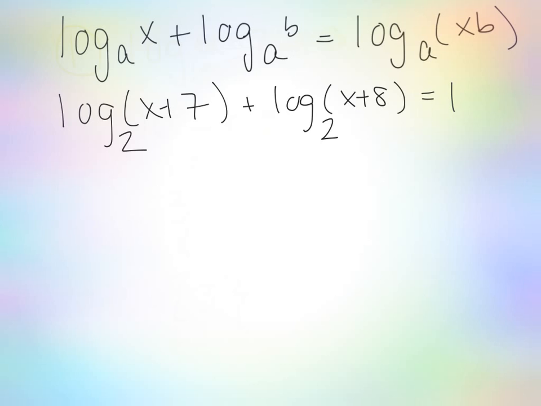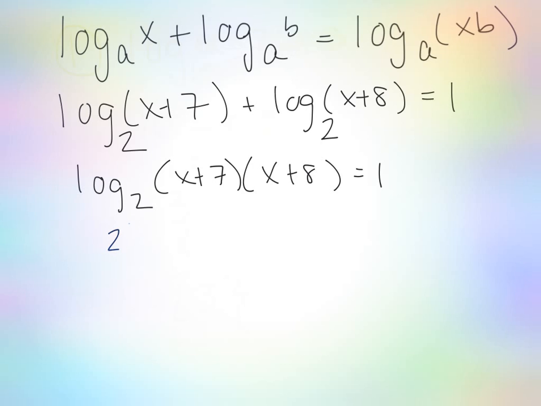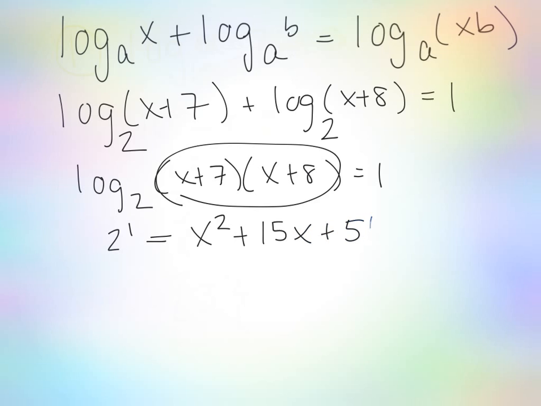And if you convert that using the rule up here, that becomes log of quantity x plus 7 times quantity x plus 8 base 2 equals 1. And then you can do your transformation, so that means that 2 to the first equals these quantities multiplied, so we'll just multiply them right now, so that becomes x squared plus 15x plus 56. We know that 2 to the first is 2, so we'll just subtract right away. So that becomes 0 equals x squared plus 15x plus 54 if you subtract the 2.